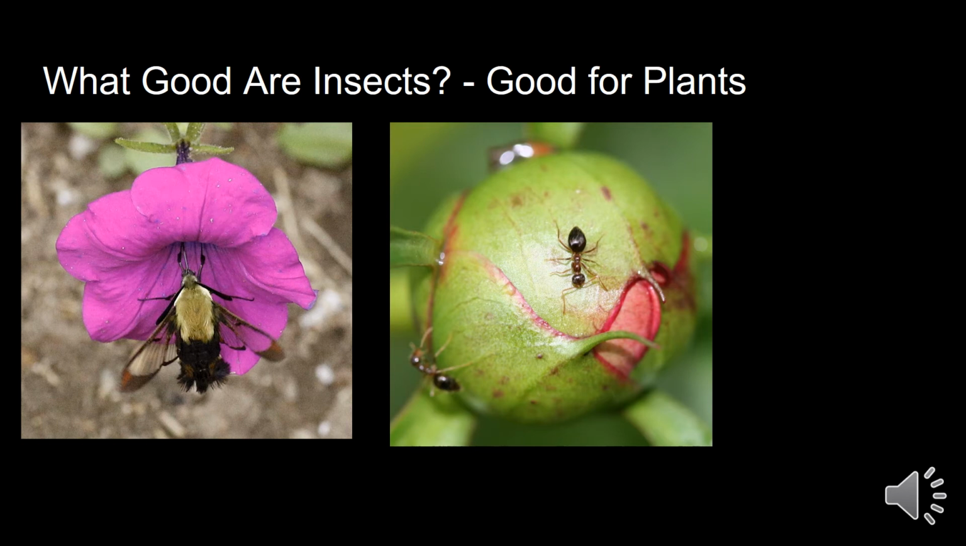So pollination goes beyond the human need. Insects also do plant defense. So as anybody who raises peonies knows, ants are oftentimes on the buds. They aren't there causing harm to the peonies. Rather, they're defending the peonies from being attacked by other insects. So that's one example of what insects are good for.